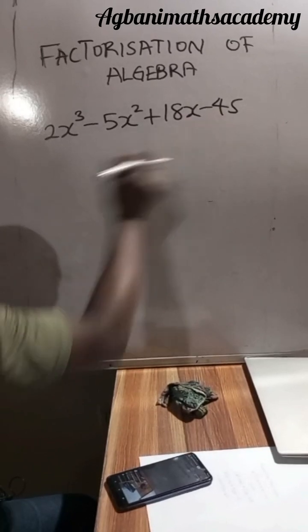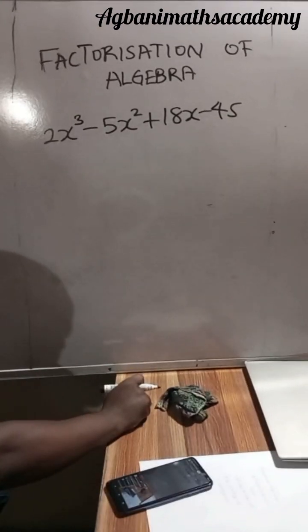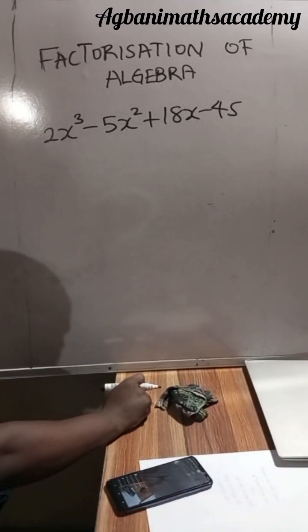Let's look at this other side. 18x and 45. Here, we have x. On this other side, there is no x. Does it mean that there is nothing in common? There is something in common. There is a number that can divide both 18 and 45 without leaving a remainder.